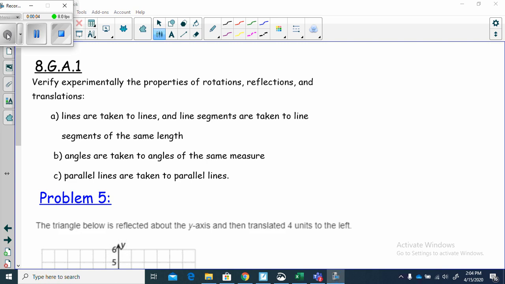This is problem 5 of 8GA1, where we're looking at the properties of rotations, reflections, and translations. These are all congruence transformations, which means that when you start with the pre-image, you're going to get a figure just like it as the image, whether it's a rotation, reflection, or translation.